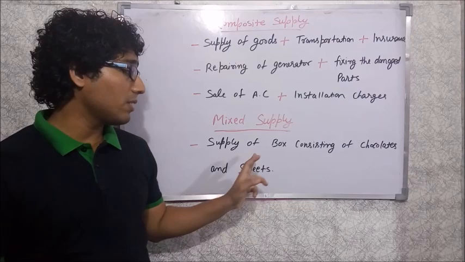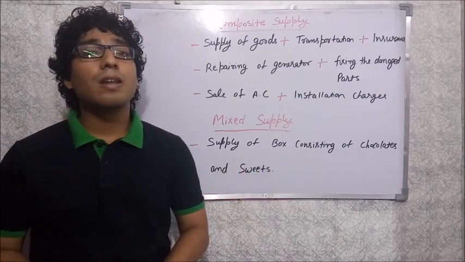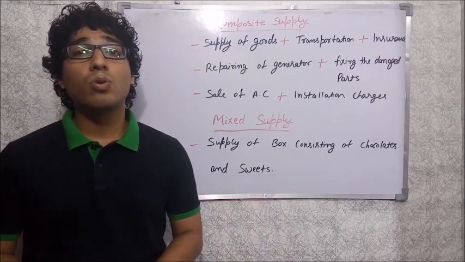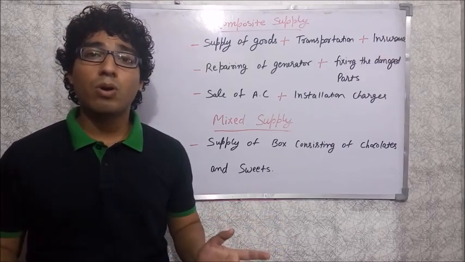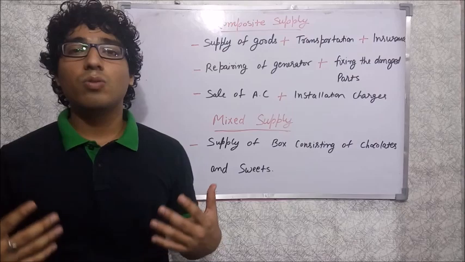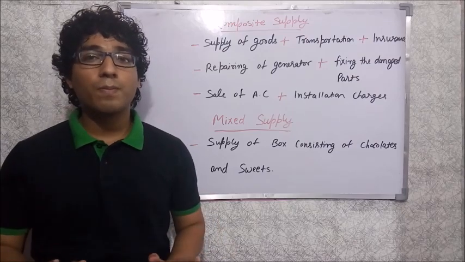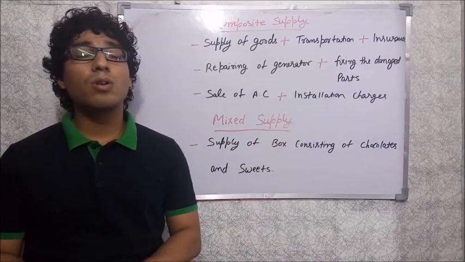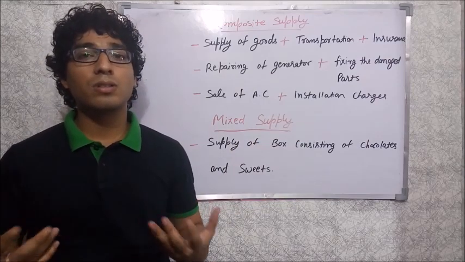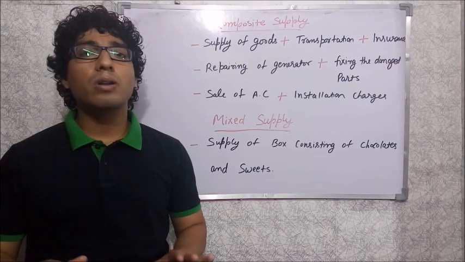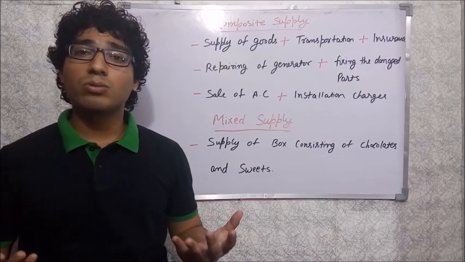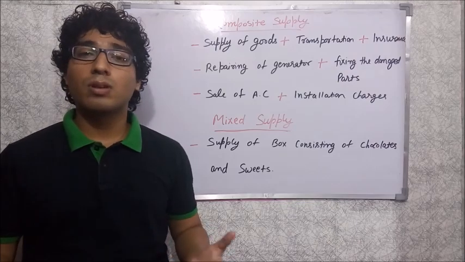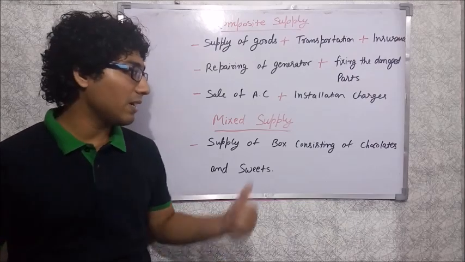Another example is a box which consists of the supply of sweets along with the supply of chocolate. Those two items are packed in one box, and the supplier is charging only one single price. That type of activity is not a composite supply, because it does not satisfy the conditions of a composite supply: it is not ordinarily bundled in the natural course of business, and there is no principal supply of goods or services in this case. Therefore it will be treated as a mixed supply.